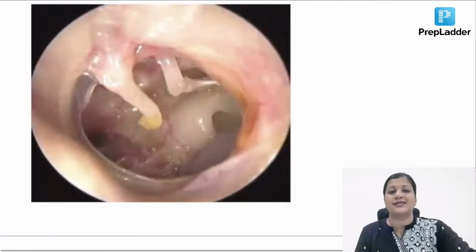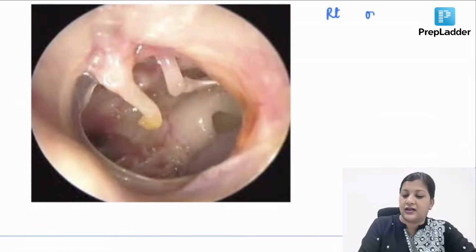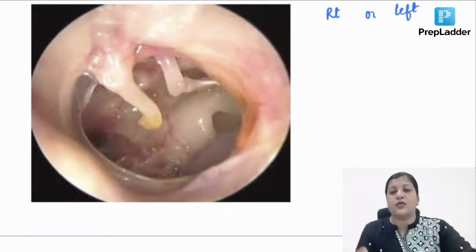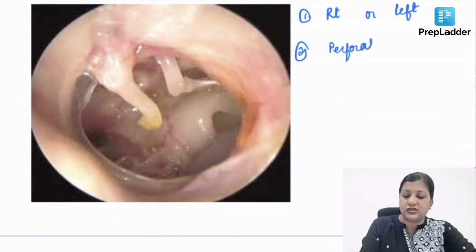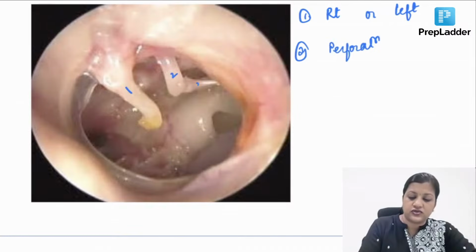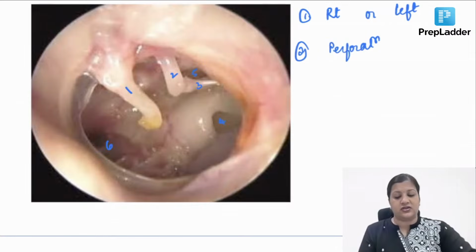Now let's go to the next image and identify, first of all, what is the eardrum? Is it the right tympanic membrane or the left tympanic membrane? So first answer this, right or left. Second question to all of you is, what is the type of perforation that you see here? The third question is, what is structure 1, structure 2, structure 3, structure 4, structure 5, structure 6? So go on labeling all of these structures.